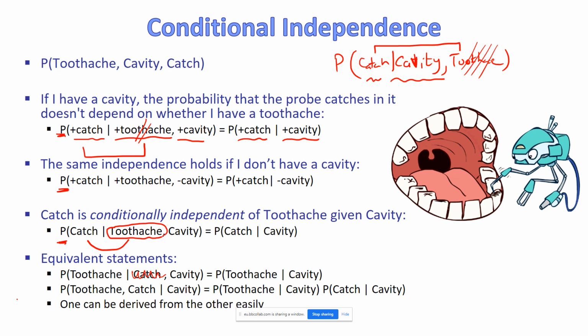Or the other form that I really like because it's very similar to the independence rule says that probability of toothache and catch given cavity equals probability of toothache given cavity times probability of catch given cavity. Now imagine that we don't have this.